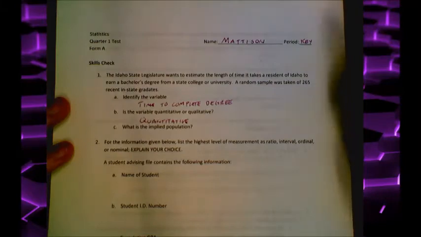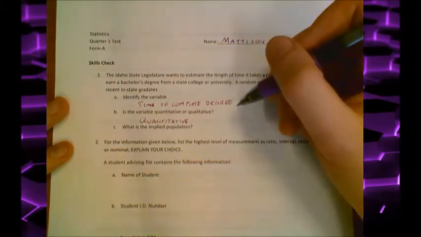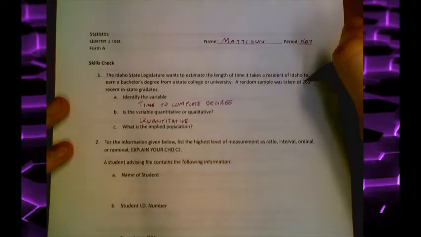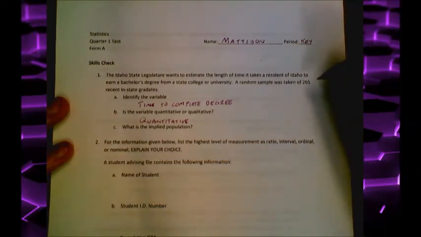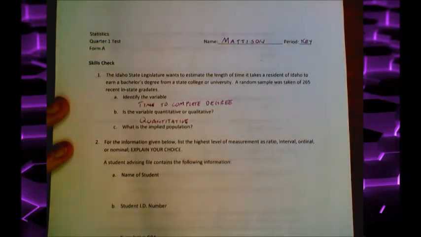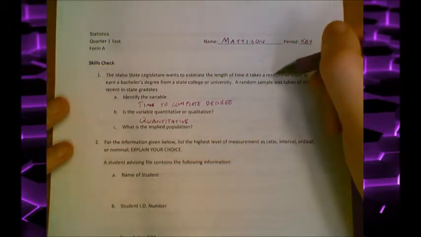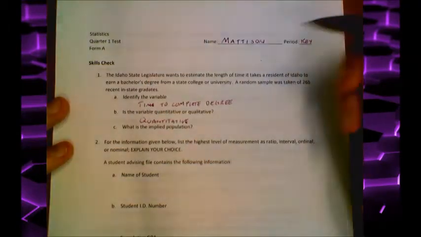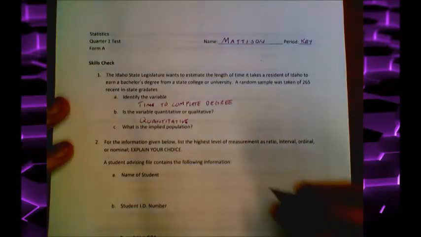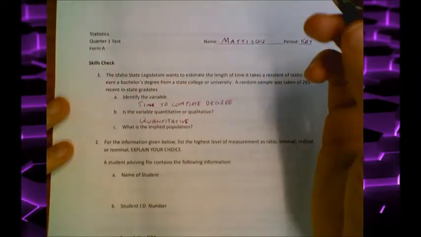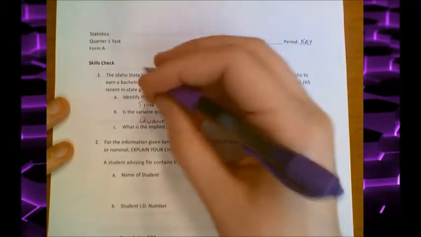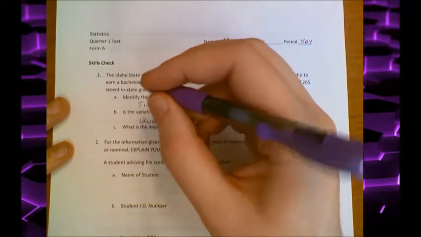And then part C here, they're asking, what is the implied population? So notice that we took a sample of only 265. Now we're not looking at just those 265. We're trying to use those 265 as an example so that we can make a prediction about the entire population. Now the population that we're talking about, since we're looking at only Idaho residents that recently got degrees from in-state colleges, is graduates with in-state degrees.